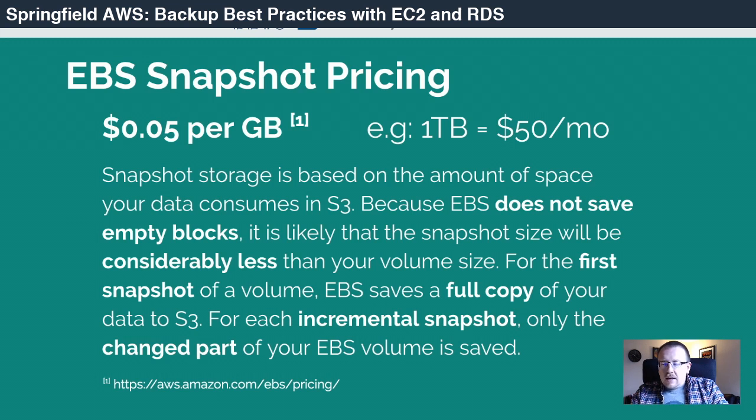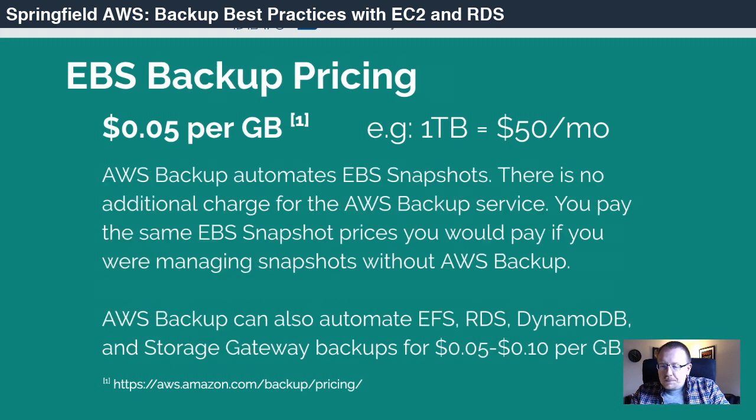And I already mentioned this, but EBS does not save empty blocks. So your initial snapshot will most likely be much smaller than your volume size. They'll save a full copy of the data to S3 for the first snapshot, but then for each incremental snapshot, only the changed part of the volume is saved. And you can learn more about that on the URL at the bottom of the slide, basically /EBS/pricing on the AWS page.